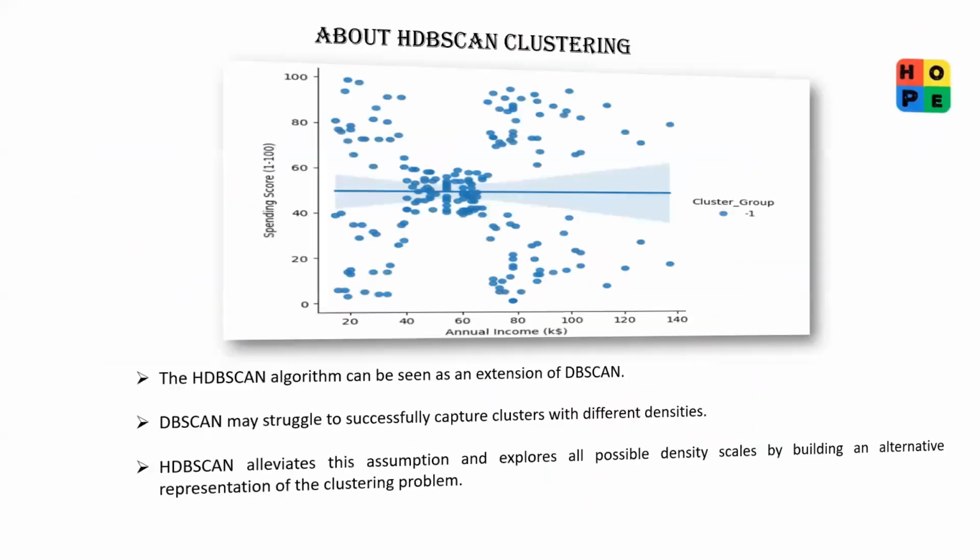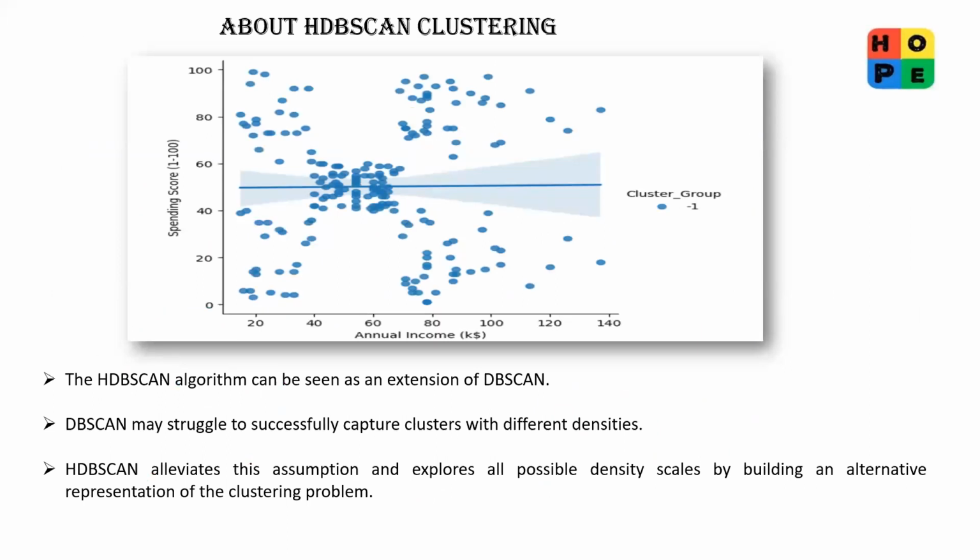Next, we have HDBSCAN. HDBSCAN is an extension of DBSCAN. Basically, it is hierarchical density-based spatial clustering of applications with noise.